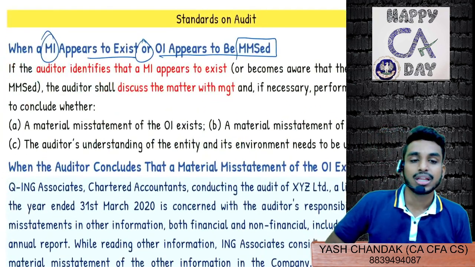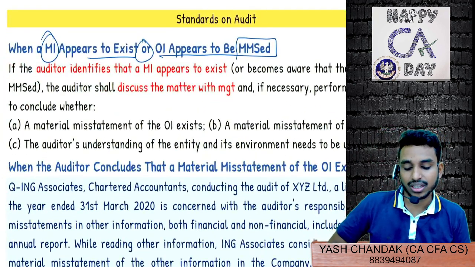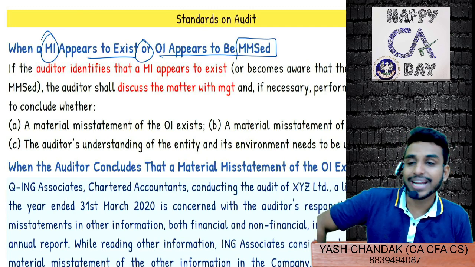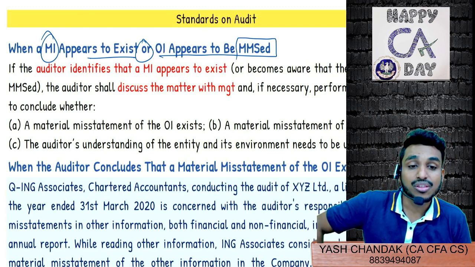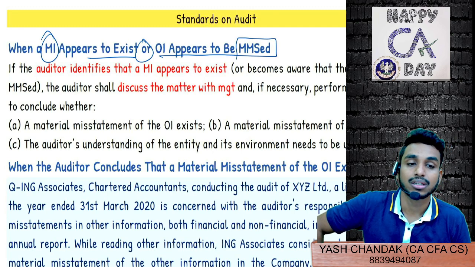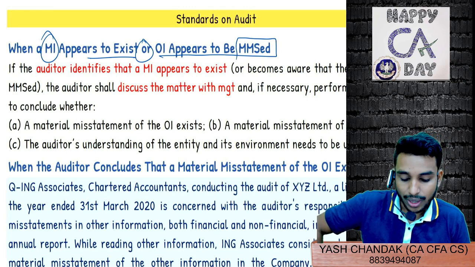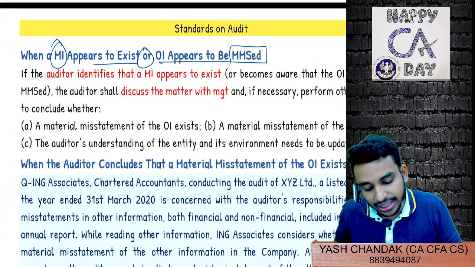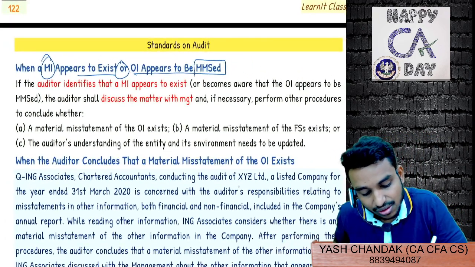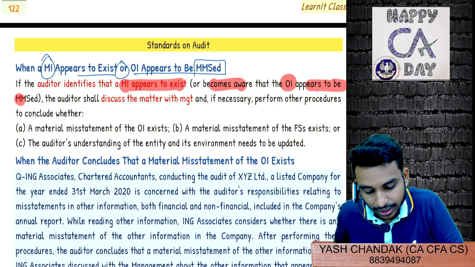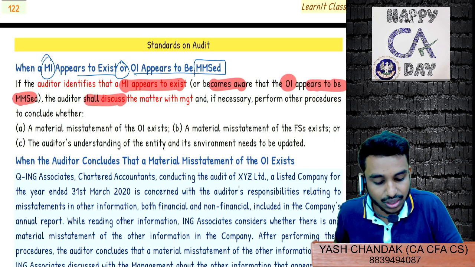That means what? There is a material inconsistency between OI and FS or OI and AKOA, and you find this material inconsistency is because of material misstatement in OI. That means बाकी सब first class, but OI में material misstatement. If the auditor identifies that a material inconsistency appears to exist or becomes aware that other information appears to be materially misstated, the auditor will discuss the matter with the management.